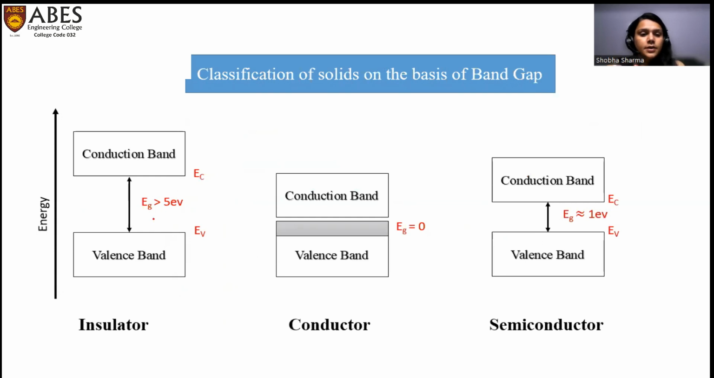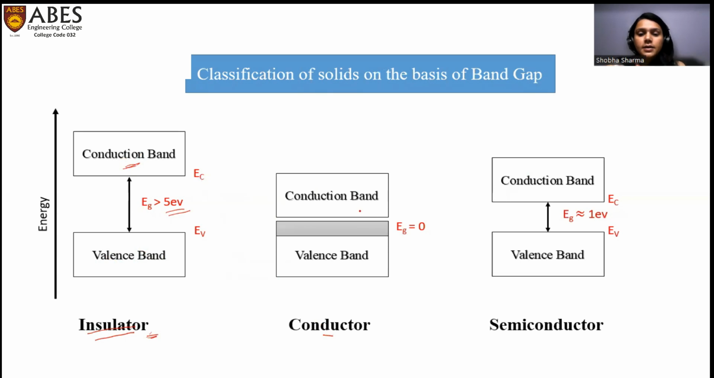Here we can see the first category, which we are calling an insulator. In this category, the energy gap between the conduction band and the valence band is greater than 5 electron volts, which is a very large gap. So it becomes difficult for the electrons in the valence band to cross this energy gap to reach the conduction band. And since no electron can reach the conduction band, conduction becomes impossible. So in an insulator, no current flows.